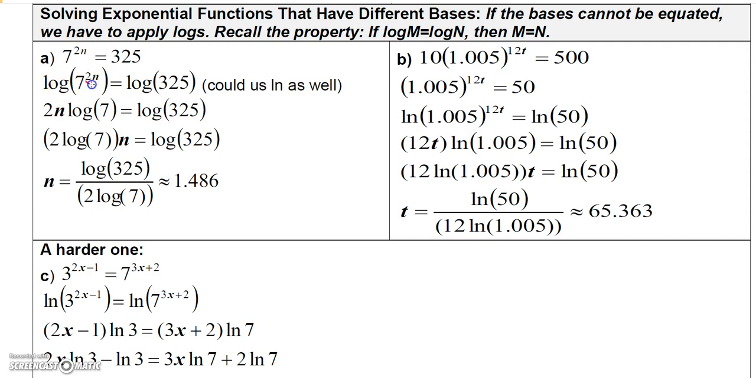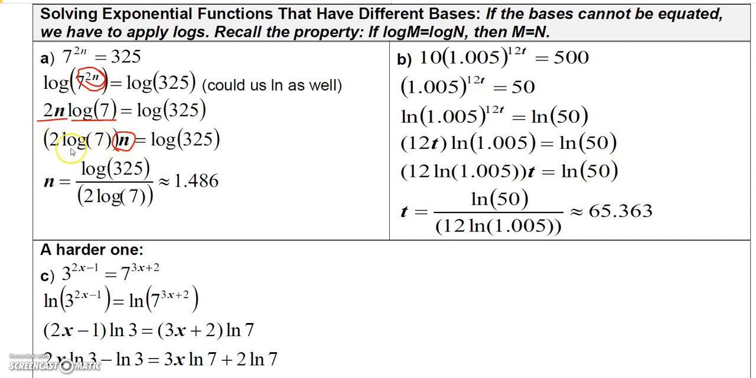Now, what that allows me to do, if you'll remember one of the log properties that said if you have the log of an argument to a power, you can write that as the power times the log of that argument. Okay, so now I have 2 times n times the log of 7 equals the log of 325. Now, you might not need this next step, but I'm going to go ahead and move the n over here to show you that if you want to isolate the n, this is just 2 log of 7 times n.